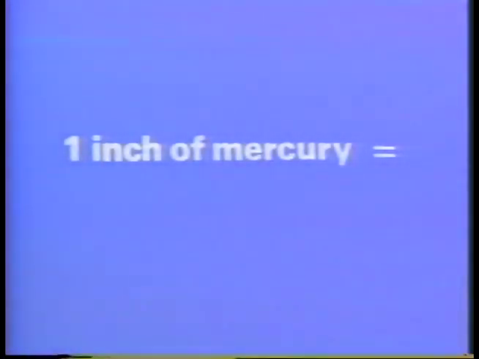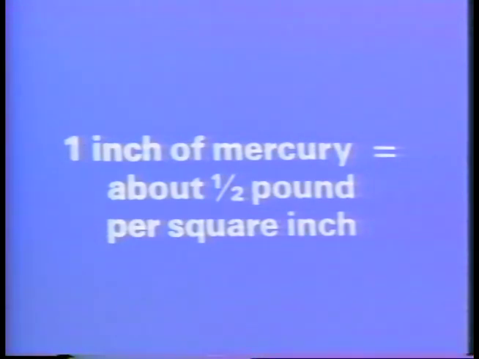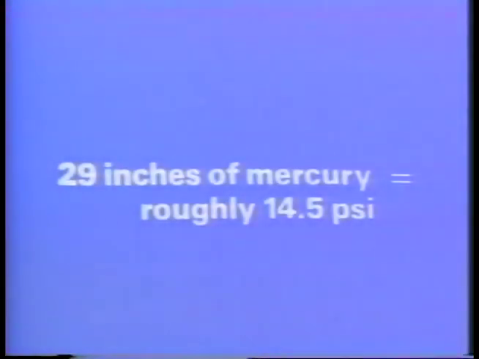We need to convert this reading of inches of mercury to pounds per square inch in order to find the pressure exerted by the mercury. We can do this the same way that we found the pressure exerted by 30 inches of mercury, by multiplying the height of the mercury, 29 inches, times 0.49 pounds per cubic inch. But an easier way is to remember that each inch of mercury is equal to a pressure of about 1/2 a pound per square inch. So 29 inches of mercury is roughly equivalent to an atmospheric pressure of 14.5 psi.